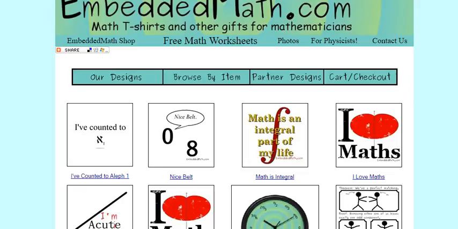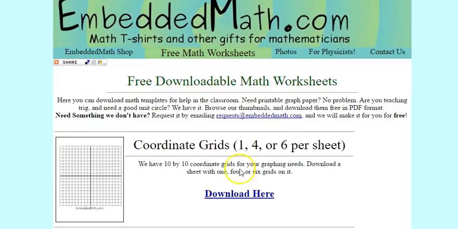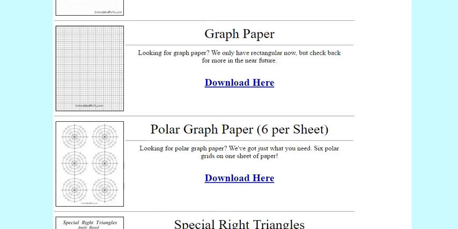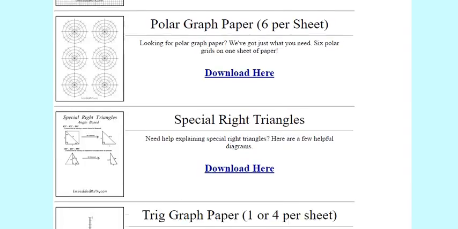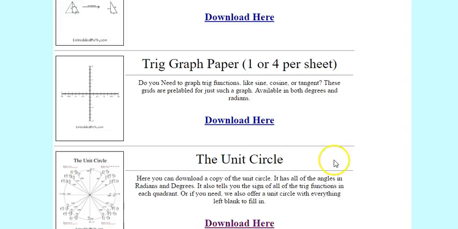So the first thing I'm going to do before we fill one out is go to a website where you can find your own so that you can use it in your own time. I like embeddedmath.com. If you go to that page, this free math worksheets tab, you can get yourself graph paper, dot paper, more complicated graph paper, polar graph paper. We'll be using that later in the semester. Special right triangles, trig graph paper, and the last one is the unit circle, and there's a download here.